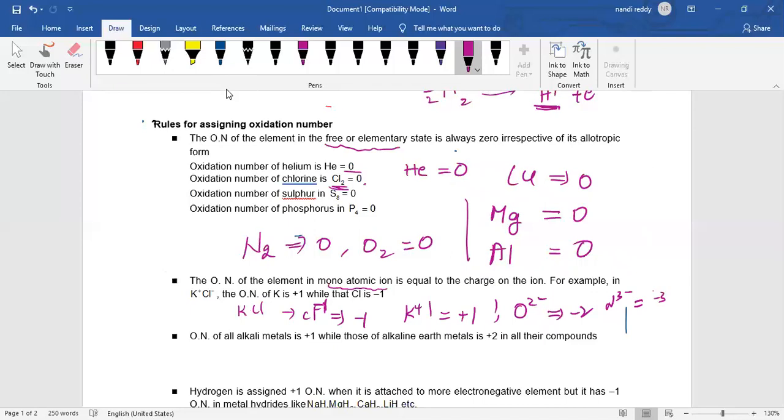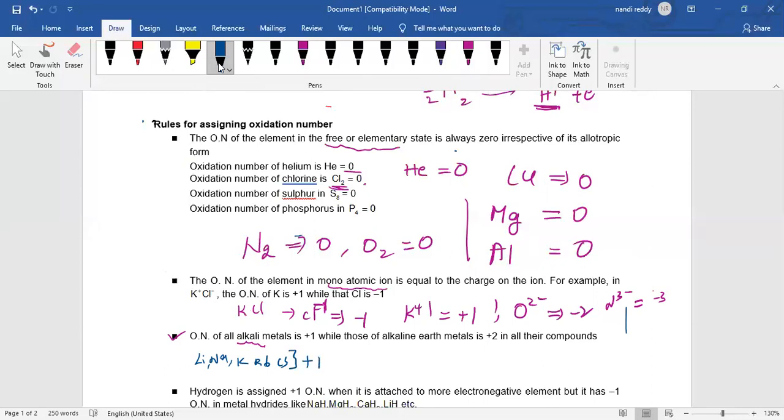And next rule: the oxidation number of alkali metals is +1. Alkali metals means first A group elements, that is lithium, sodium, potassium, rubidium, cesium, francium. Francium is a radioactive element, so mostly we are not going to use that one. So all of these have +1 as the oxidation number.